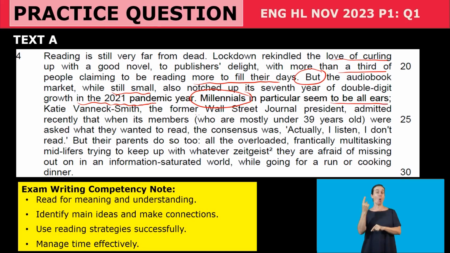Katie Vanek Smith, the former Wall Street Journal president, admitted recently that when its members, who are mostly under the age of 39 years old, so we'll have some extra information in brackets, were asked what they wanted to read, the consensus was, actually, I listen, I don't read. But their parents do so too. All the overloaded, frantically multitasking midlifers trying to keep up with whatever zeitgeist, so again, a reference to the glossary you'll find at the end of the text, they are afraid of missing out on an information-saturated world while going for a run or cooking dinner.